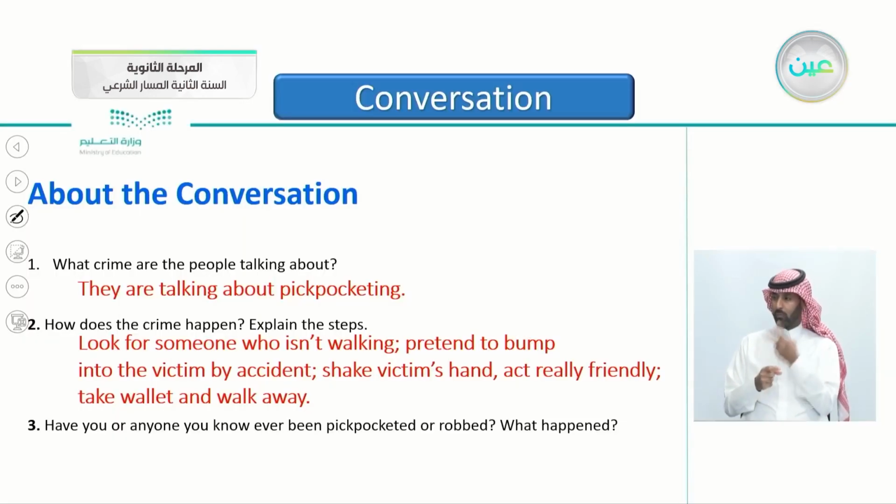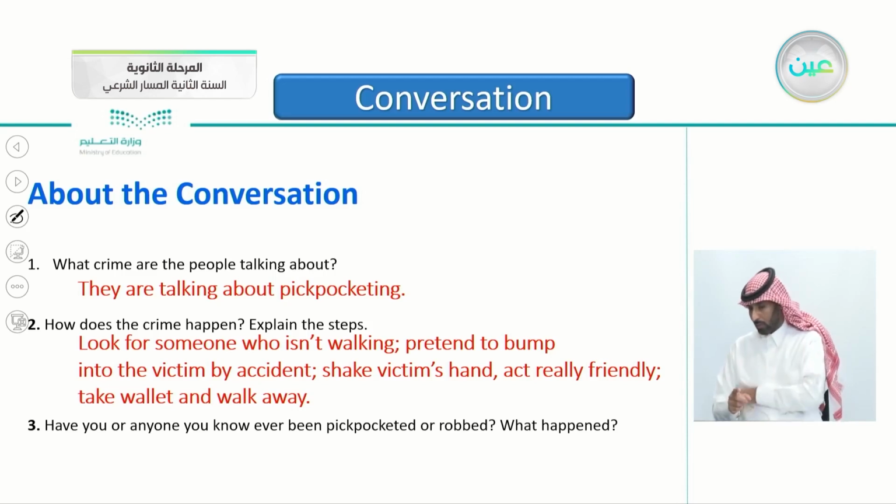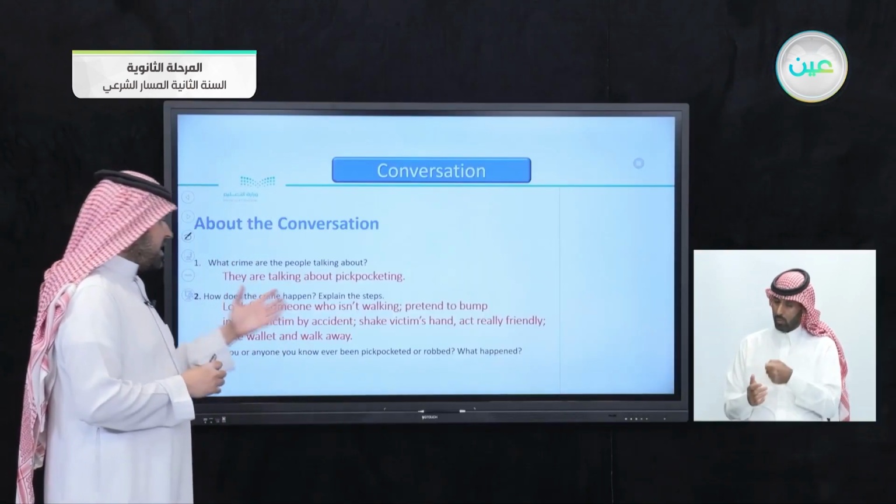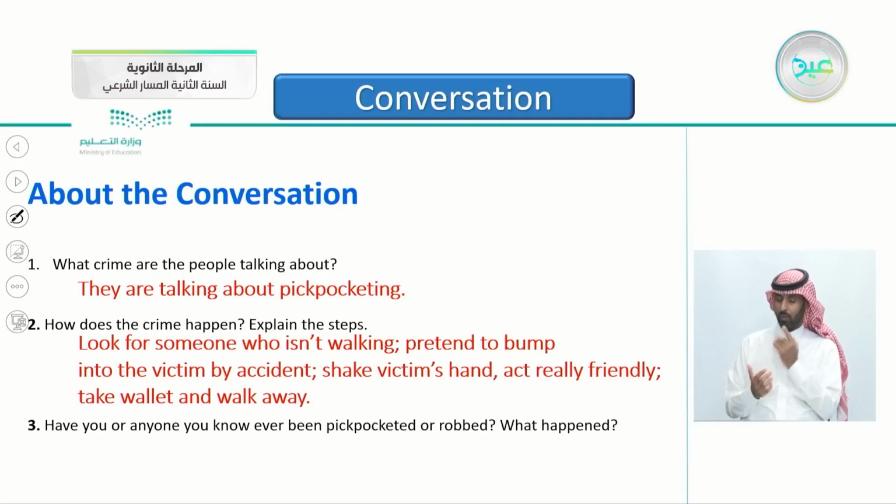Pretend to bump into the victim by accident, pretend that they tripped or maybe that they're feeling dizzy, and then they will bump into you. That's the second step. Shake the victim's hand. Maybe they will shake your hand. Act really friendly. Take the wallet and walk away. So these are the steps.